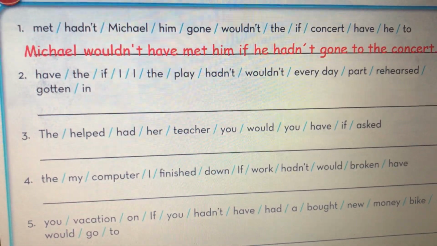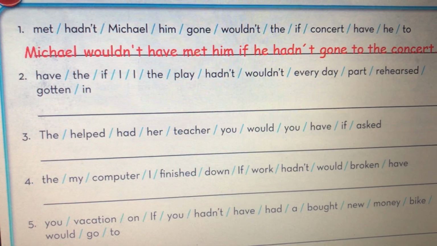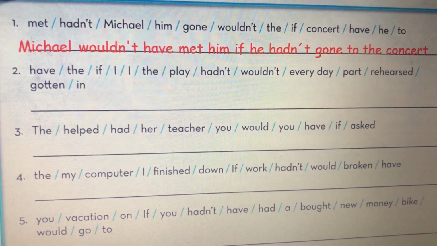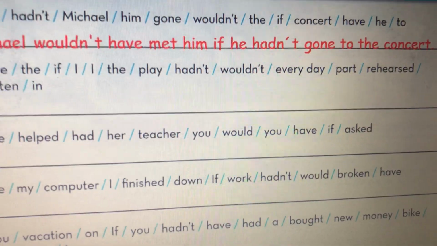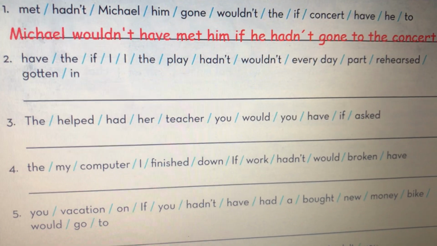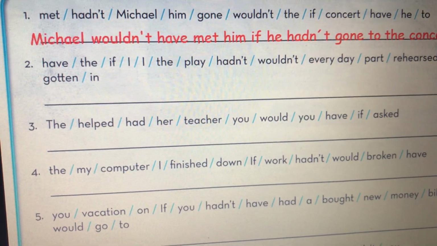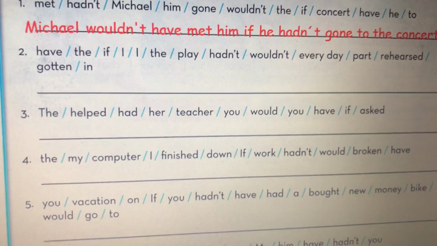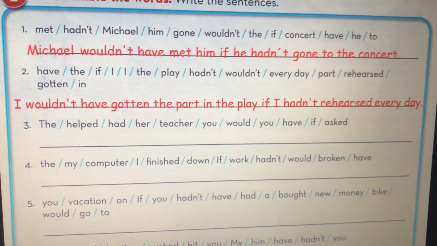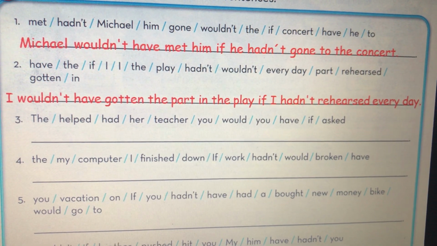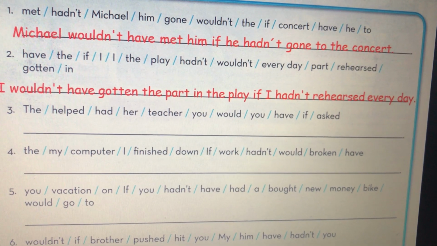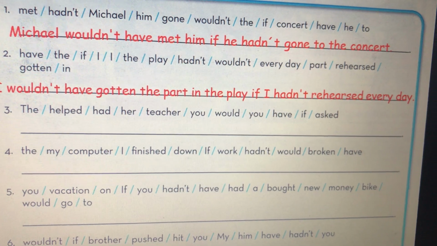What about the next one? Have, the, if, I, the, play, hadn't, wouldn't, every day, but, rehearsed, gotten in. Rehearsed. You know the word rehearse? rehearse بمعنى بروفا. البروفا أو الاستعداد على عمل ما. rehearsed يعني أدى لبروفا أو شارك في عمل لبروفا. It should be like this. I wouldn't have gotten the part in the play if I hadn't rehearsed every day. You know the word play here. Play means مسرحية.